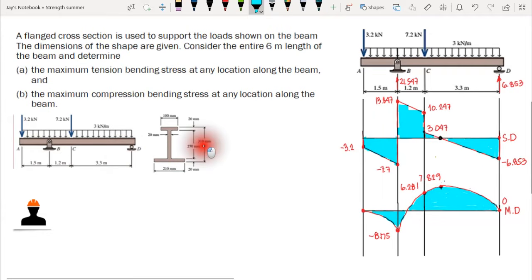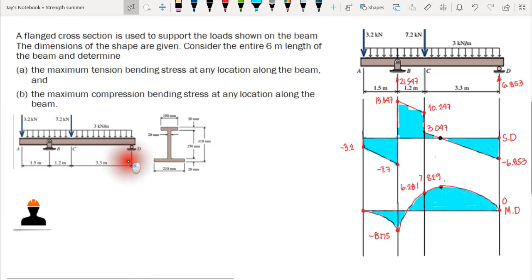We have an I-beam wherein the flange on the bottom is longer compared to the flange on the top. This is an example of an I-beam. This is the flange. This is the web. Now, we have already solved the shear and moment diagram of this one, and we will be using that shear and moment diagram to compute the flexural or the bending stresses in our beam.